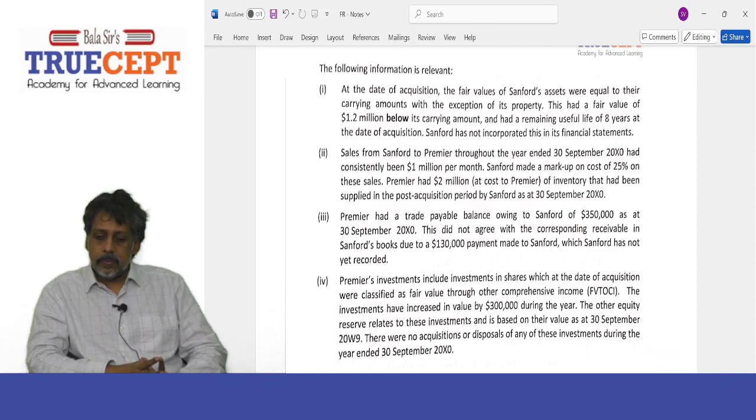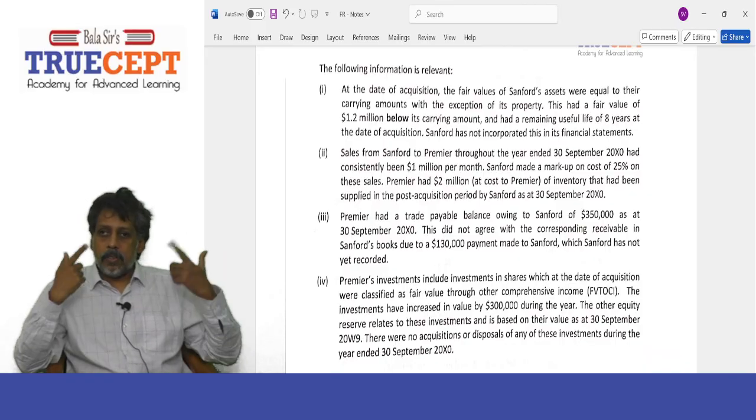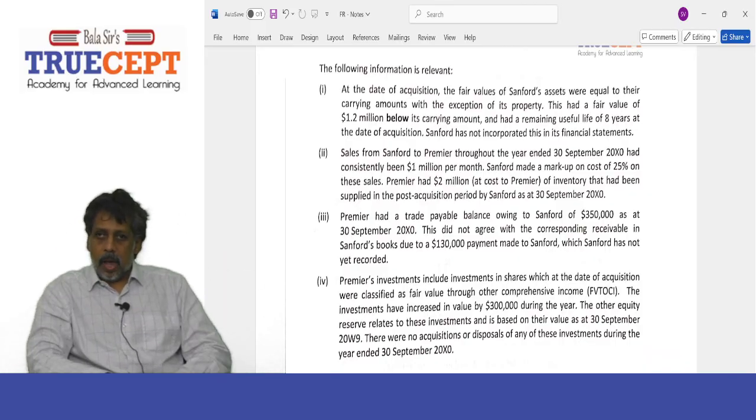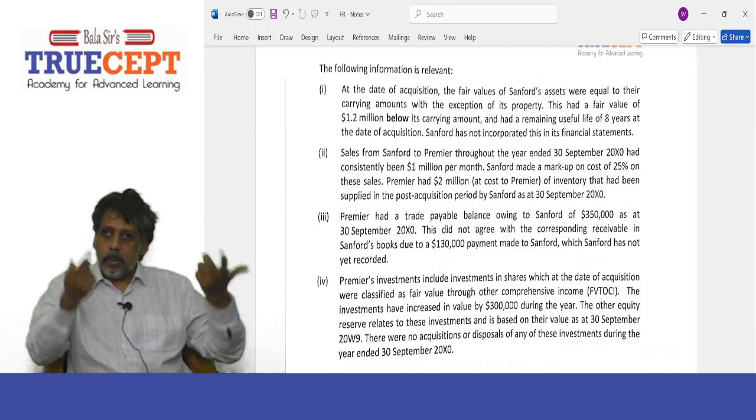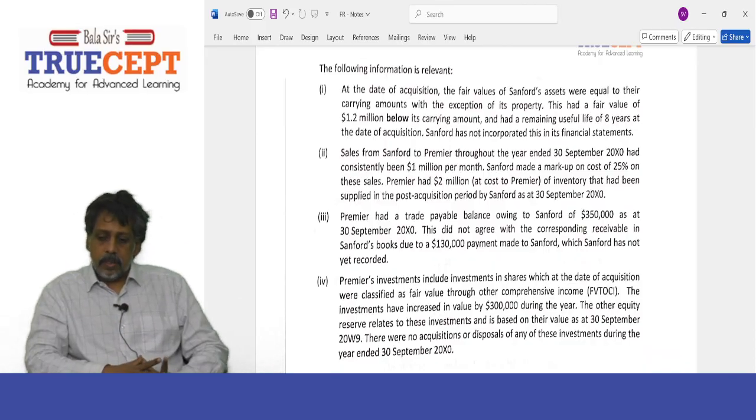Next. Number 3. Premier had a trade payable balance owing to Sanford of $350,000. Payable by whom? By Premier, owing to Sanford. So I am supposed to pay your company. I say your because it was your company once upon a time, right? Now I control your company. The trade payable is $350,000 as at 30th September 20X0.